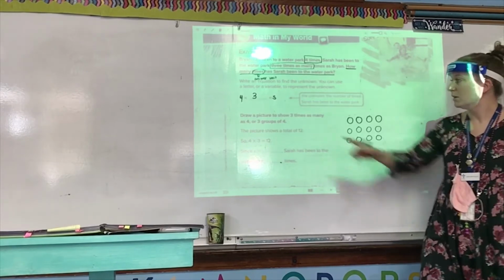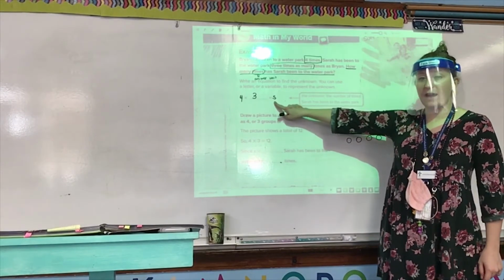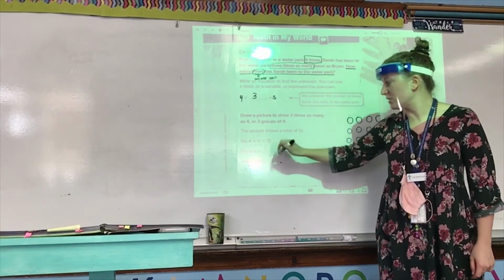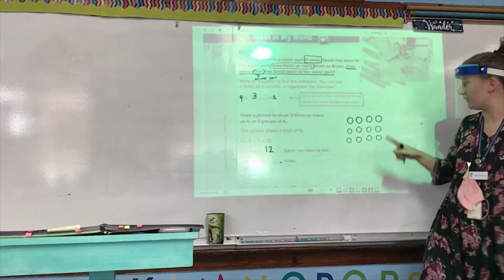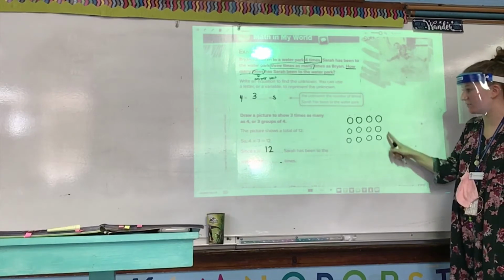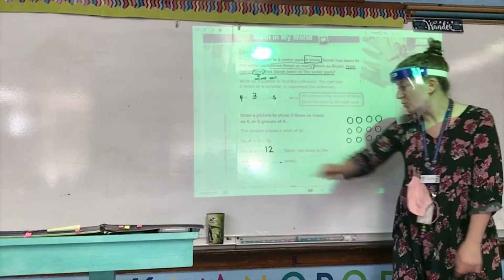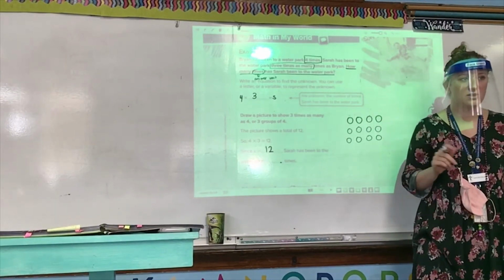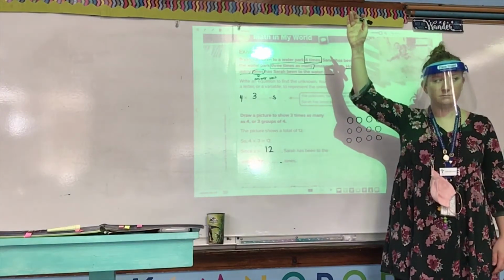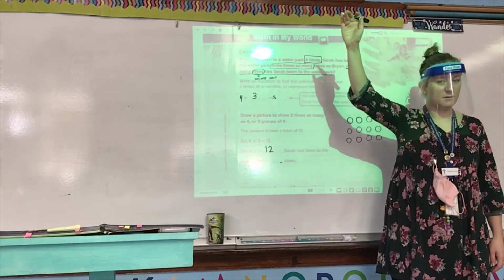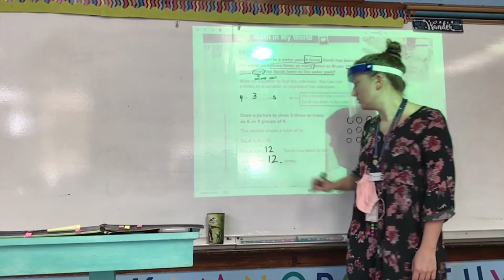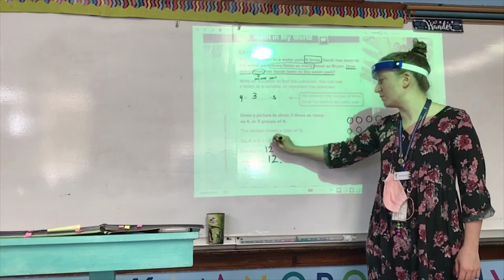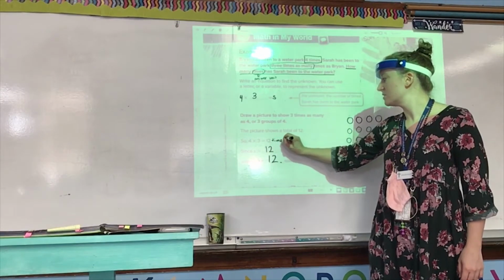12. So that means 4 times 3 equals what? 12. First we had S. Now we know S equals 12 because 4 times 3, if we take 4 and we repeat it 1, 2, 3 times, we get 12. So Sarah has been to the water park, Zadie, 12 times, because 4 times 3 equals 12.